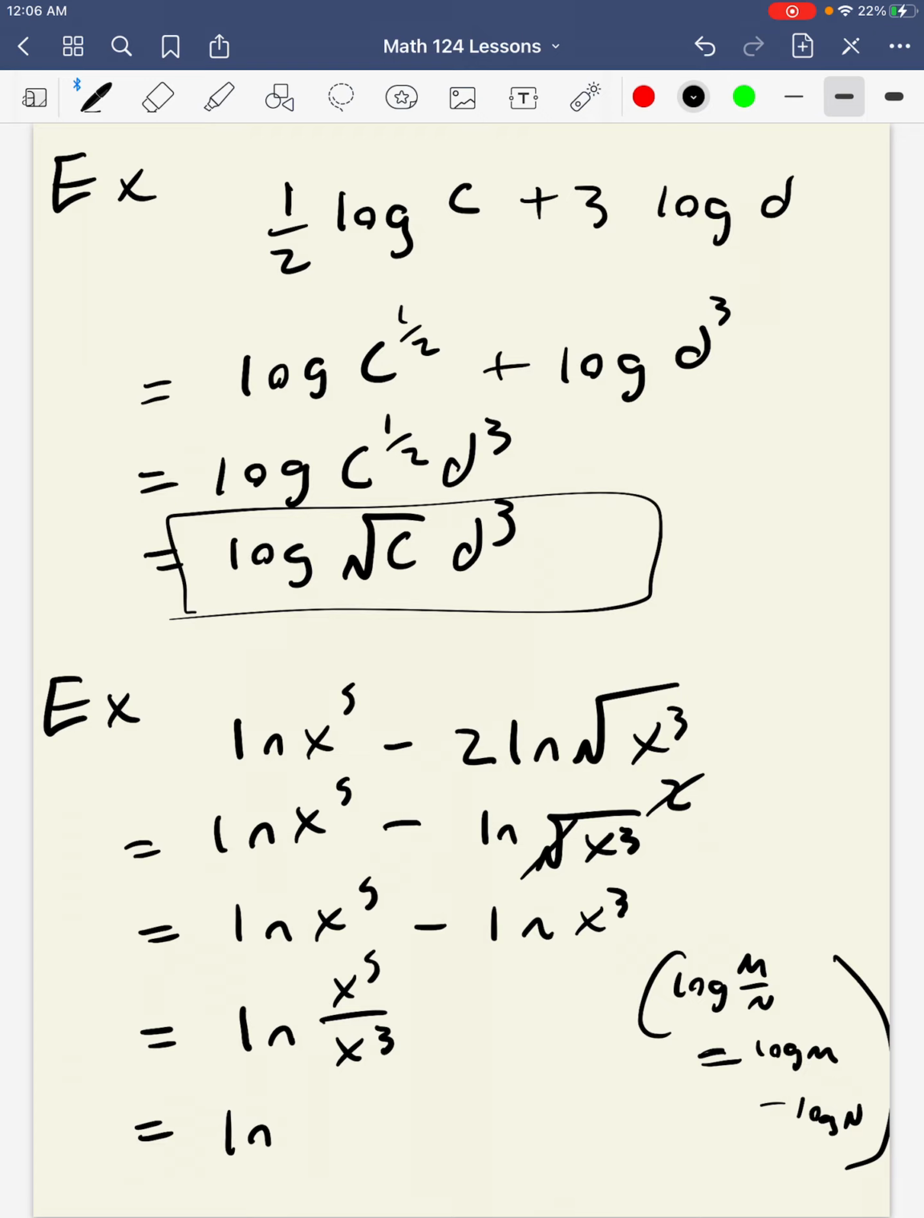Okay, and we can simplify this a little more because 3 of the x's will cancel out. 5 minus 3 is 2.